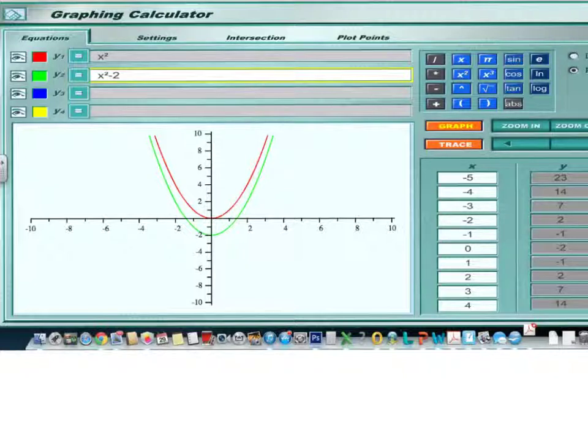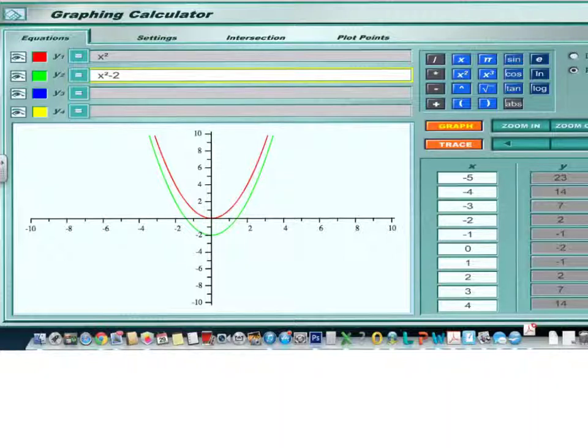The key point that I look at when I'm looking at the shift is that vertex, 0, 0. I also have my t-table here with my new function, and if you were to compare it to the parent function, you would see that all the y values shifted down 2 from the original function. Now that I have my new function, I'm going to talk about all the vocabulary associated with the new green function, x squared minus 2.